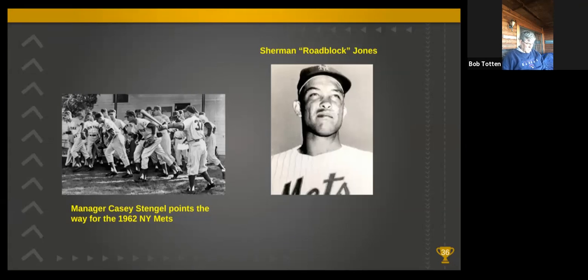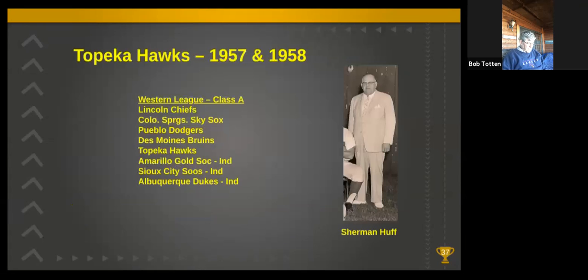In 1957, the Hawks finished third out of the 8 teams, and in 58, the Hawks finished 7th out of 8 teams. The record was getting worse. In 1958, a local insurance man, Sherman Huff, was elected president of Topeka Community Baseball League.